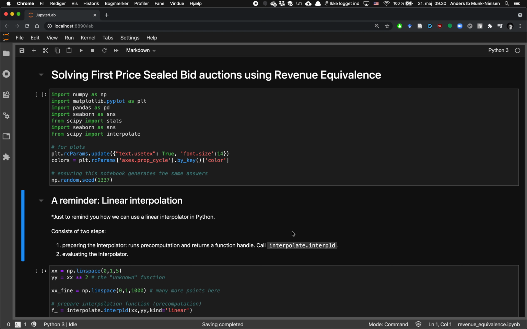All right, hello and welcome to this piece on solving for first price sealed bid auctions using revenue equivalence. Let's jump straight into it.